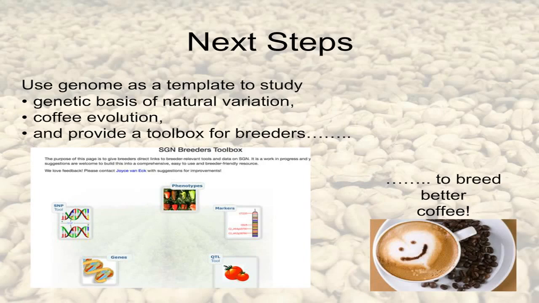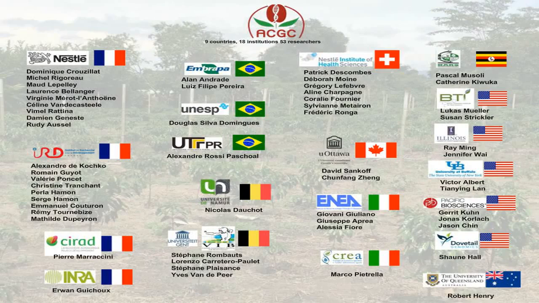So one of the big things we do there is develop toolkits for breeders to use. This example is tomato, of course, but you can go there and find things like markers for breeding, various phenotypes, and genes that are involved in interesting characteristics. You can identify QTLs using tools there. So the goal is to get information from coffee into a similar resource so that breeders and the public can access this. And then the goal is to help improve coffee.